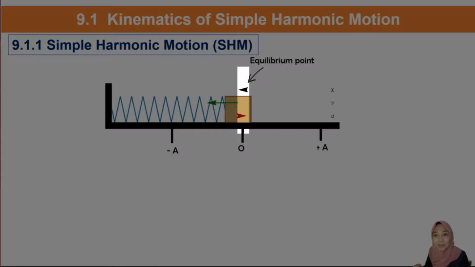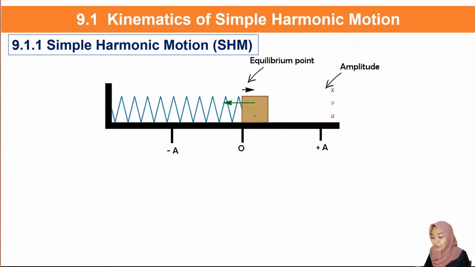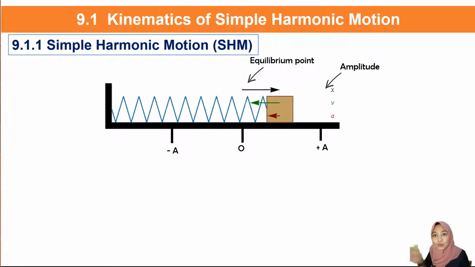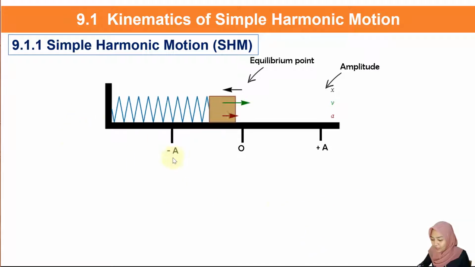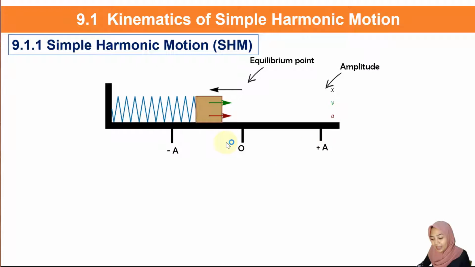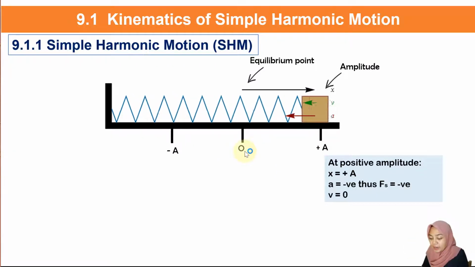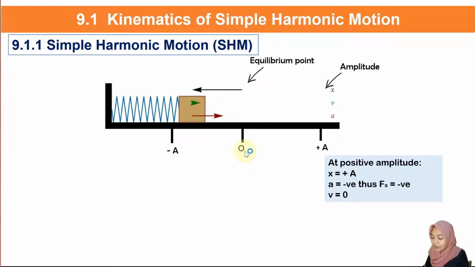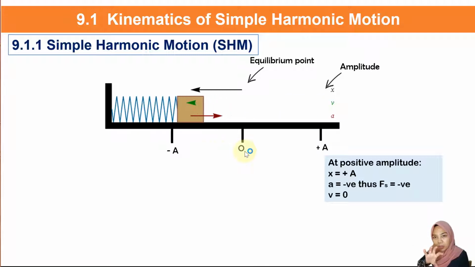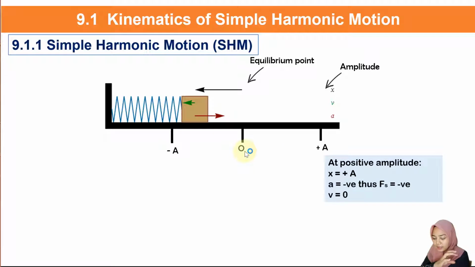This is the equilibrium point because it is at the center. This is the amplitude, which is the maximum displacement. We have two amplitudes, the negative A and the positive A, and the O is the equilibrium point. Notice that as the block moves to the left and right, the displacement increases. Let's take positive as the right and negative as the left.